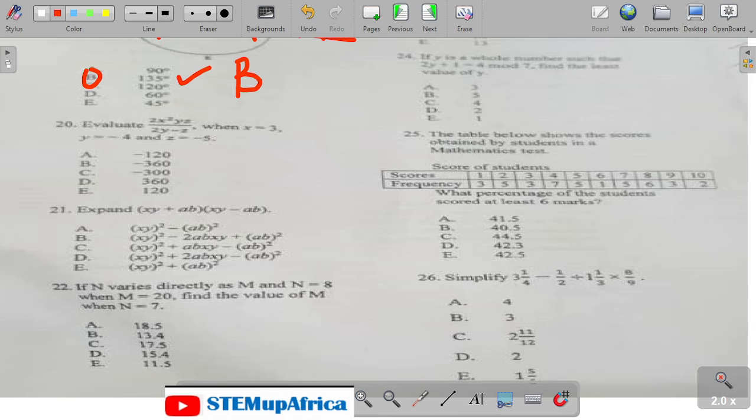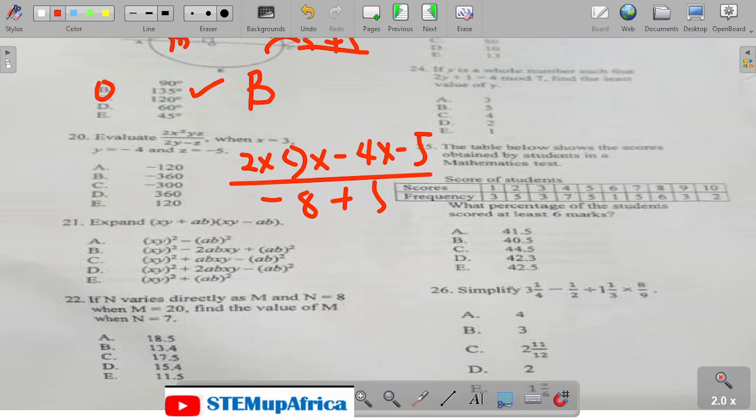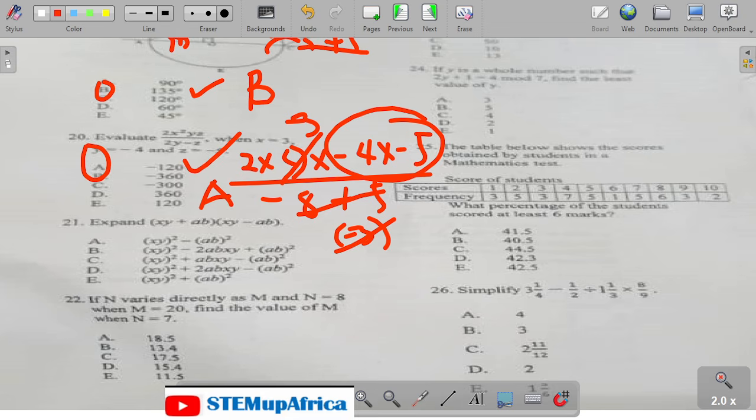So we should substitute the value. My x is 3, so I'm having 2 times 3 squared is 9, times y is minus 4, times minus 5, which is z, 2y, which is minus 8, plus 5. That will give me minus 3. So the whole of this is minus 3. Cancel 3 here, I'm left with 3. This is 20 times 6, that's 120. I'll be minus 120, which is option A. Then you should expand this. If you look very well, the numbers are the same, but the signs are different. That is a difference of two squares, option A.